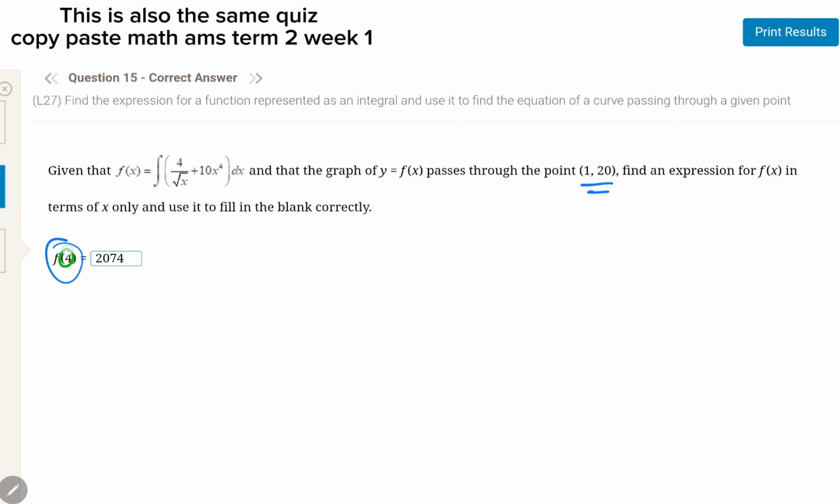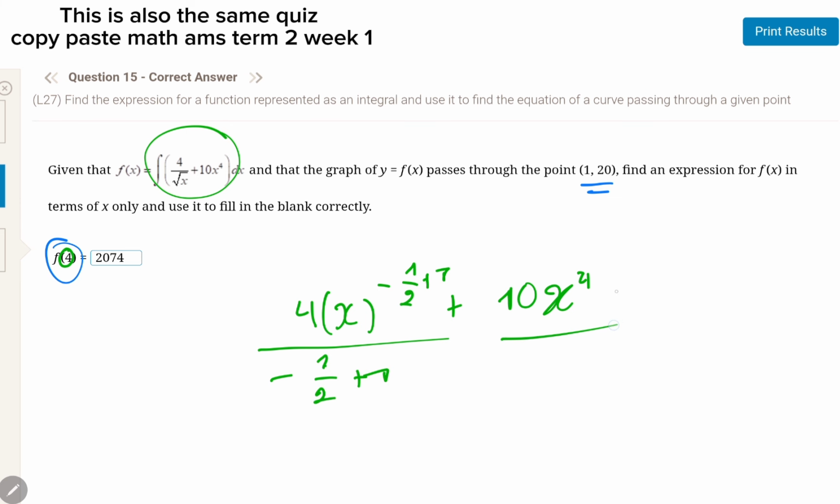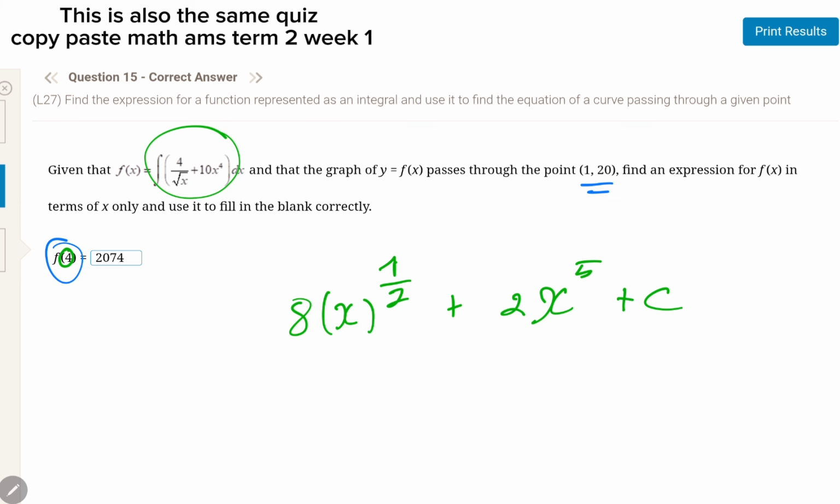Integration of 4 radical x, I'll bring it up, 4x to the power of minus half, plus 10x to the power of 4. Do the integration. So it's gonna be plus 1: minus 1 over 2 plus 1, and 4 plus 1. So this is gonna be 4x to the power of half divided by half, 10x to the power of 5 over 5. So this will end up being 2x^5. And this would end up being 8x to the power of half. Okay, and also don't forget the plus c.